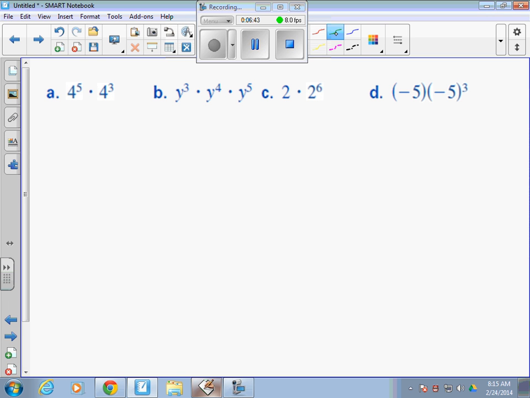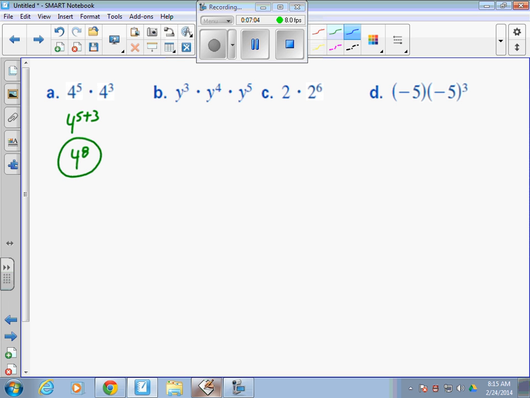Okay, let's take a look at them. For A, it says 4 to the 5th times 4 cubed. You add 5 plus 3, and you get 4 to the 8th power. This is what I mean by you didn't have to evaluate it. You could leave it in exponential form. 5 plus 3 is 8. That takes the tough part away, and at the same time, that's what calculators are for.